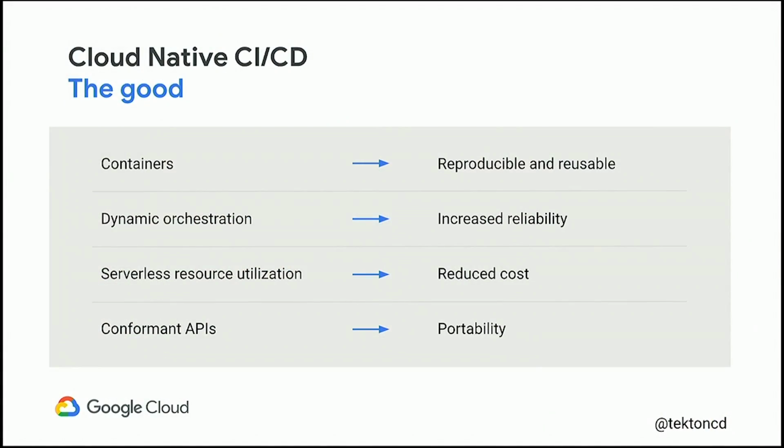So it's an exciting time for us in this new cloud-native world for CI/CD. So CI/CD systems are really going through a transformation. CI systems can now be centered around containers, and we can dynamically orchestrate those containers, and using serverless methodologies control our resource costs. And with well-defined conformant APIs, we can take advantage of that power and not be locked in.